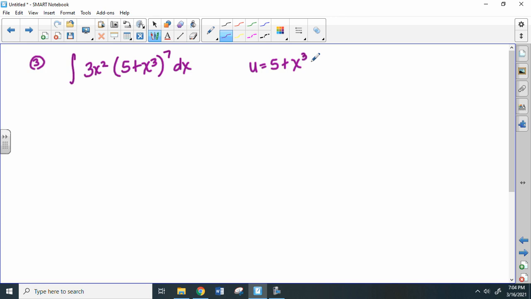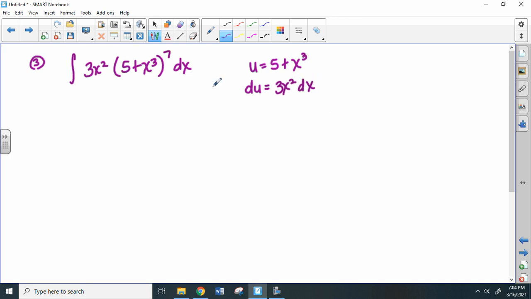And I don't want to use the 7. I don't want to raise that to the 7th because when I take the derivative of it, I'd have to use the chain rule, and then I'd have way more than I need. So I'm not going to put the 7th on this. That'll come later. Now I'm going to take the derivative, and remember, I'm just going to hold the dx for the end of the derivative. So the derivative of 5 is 0, and the derivative of x cubed is 3x squared, and then I'm going to tack on the dx there.